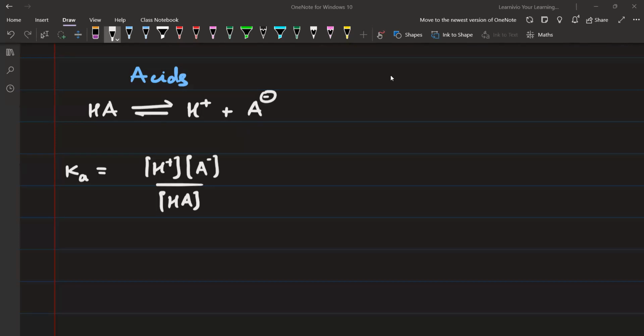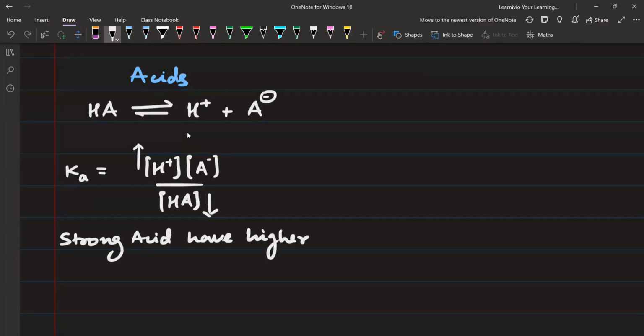If the H plus ion increases, then the HA will be less, because more and more HA will be dissociating in order to form H plus ion. Yes or no, guys? Tell me. Makes sense, right? That means if I have a strong acid, its numerator will be higher and denominator will be lower. So I can say that strong acids have higher Ka.